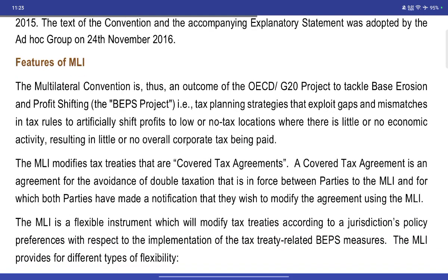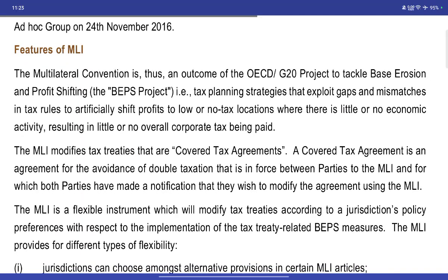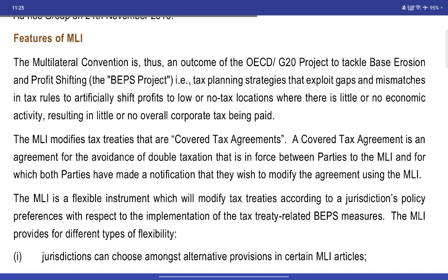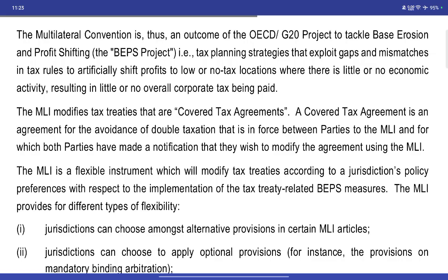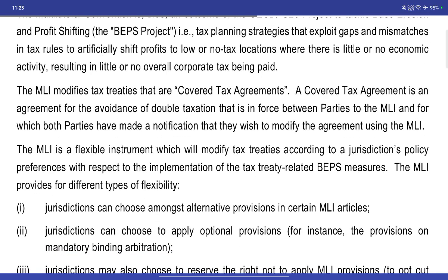Features of the multilateral instrument. The multilateral convention is an outcome of the OECD/G20 project to tackle base erosion and profit shifting, BEPS. BEPS refers to tax planning strategies that exploit gaps and mismatches in tax rules to artificially shift profits to low or no-tax locations where there is little or no economic activity, resulting in little or no overall corporate tax being paid.